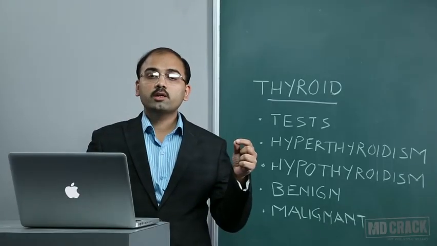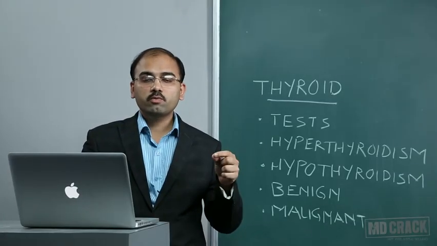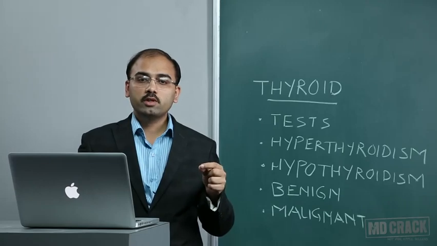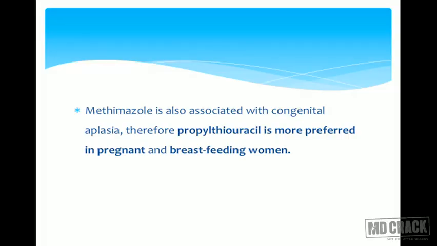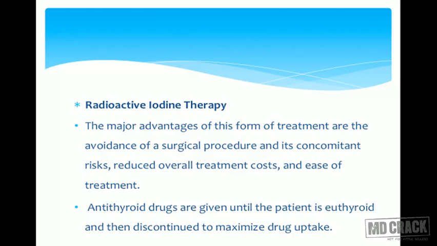So which of the following drugs has a low risk for transplacental transfer? It is propylthiouracil. Along with all these side effects, methimazole is also associated with congenital aplasia. Therefore, propylthiouracil is more preferred in pregnant and breastfeeding women. So you should carefully choose the answer as propylthiouracil, which is preferred in pregnant and breastfeeding women. Next, we have the radioiodine therapy.